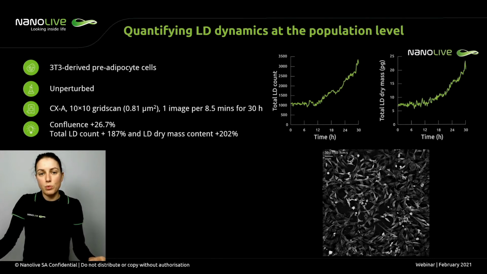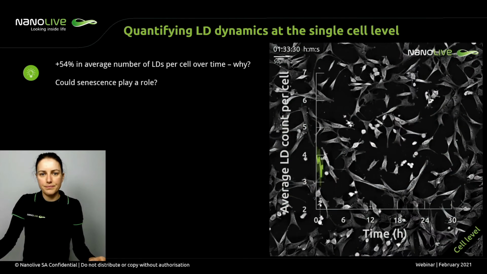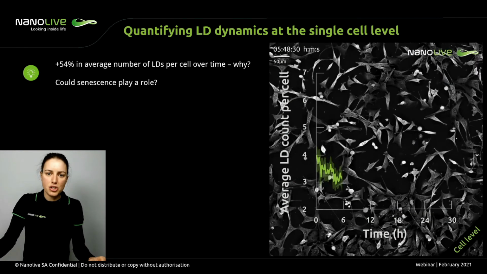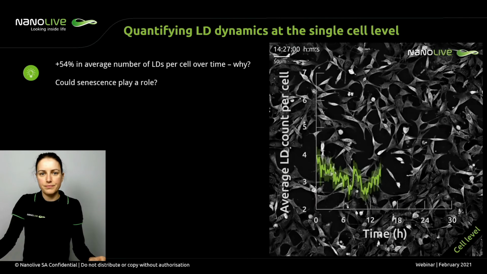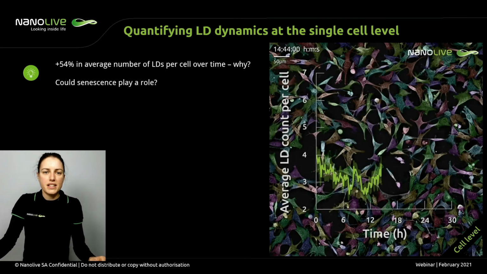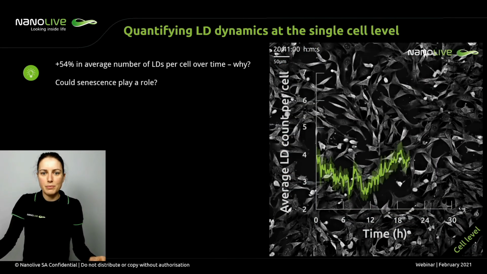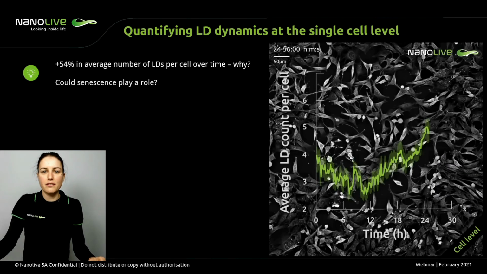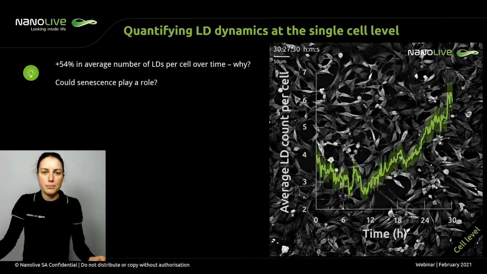We can take the analysis one step further if we calculate the average number of lipid droplets per cell. We see an initial reduction and then a subsequent increase in the number of lipid droplets per cell. It's possible that this could be linked to cell senescence, although further experiments would be needed to determine that. There are several studies that have reported that lipid droplet accumulation occurs in older cells in the population. Alternatively, this could simply reflect a change in energy homeostasis as confluency increases.